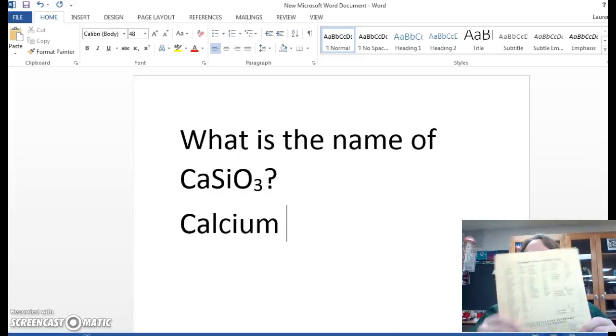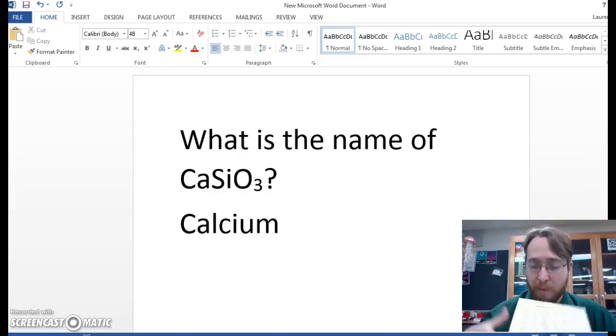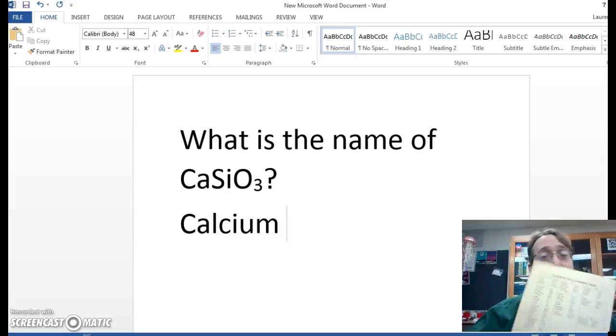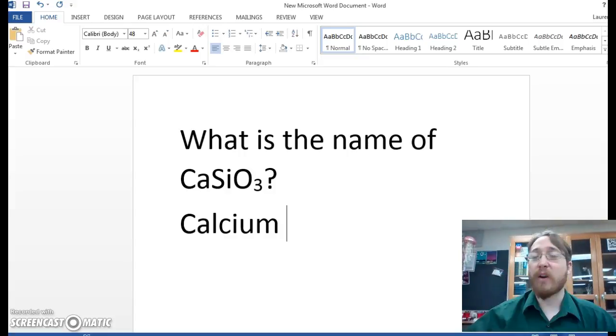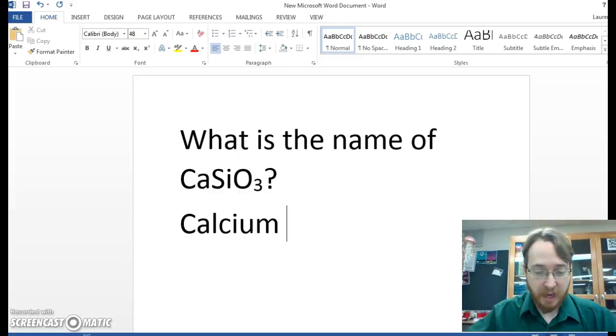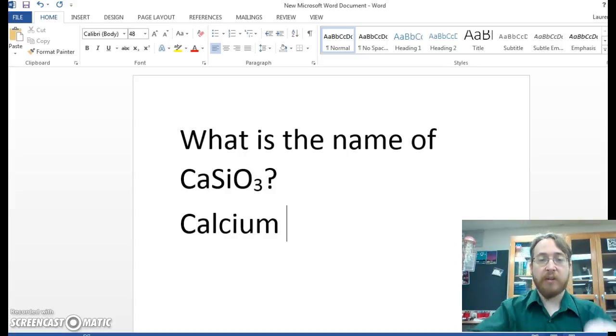So we have on the back of your periodic table a list of the polyatomic ions. These are the polyatomic ions that we're going to use in class. So I'm never going to throw a polyatomic ion that isn't on the back here. So let's see if we can find SiO3. And it turns out that we can. If we look in the second column, the -2 column, we can see SiO3 right here, and it is called silicate.